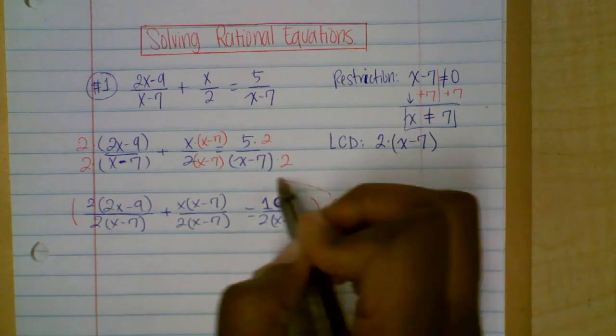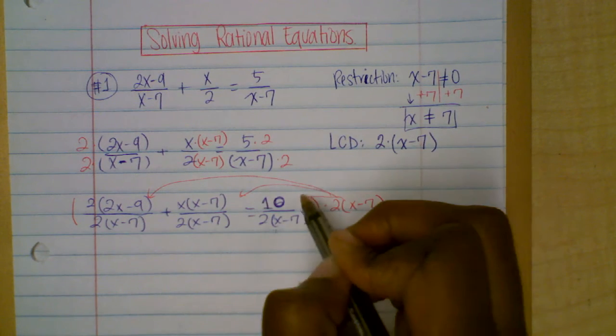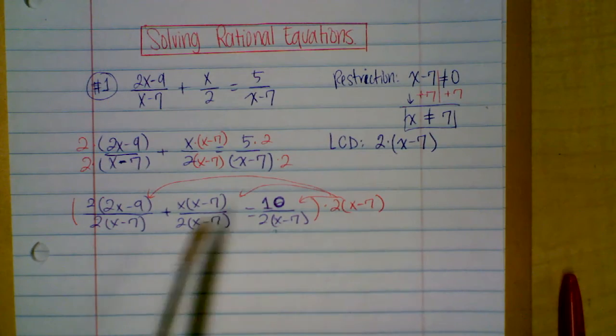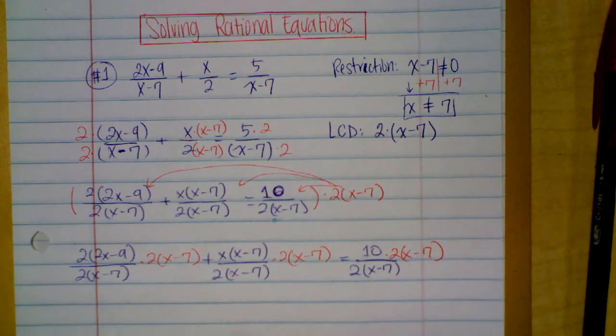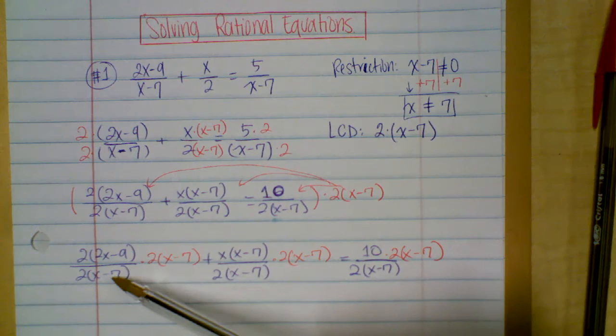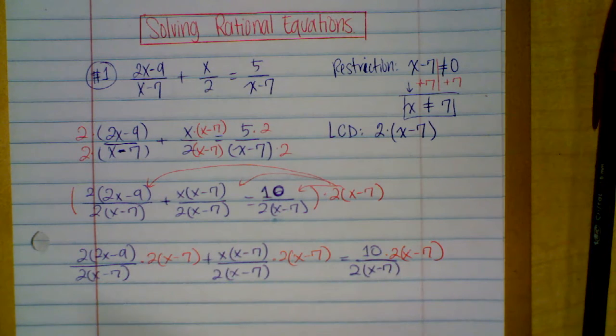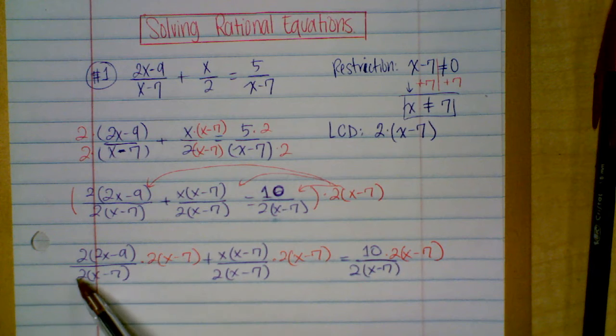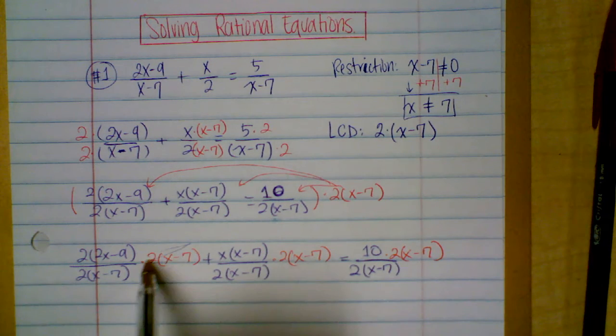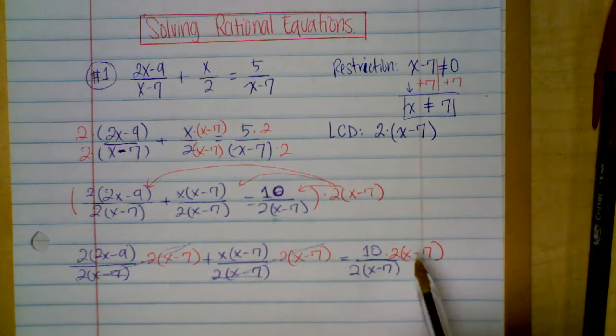So you're going to multiply every single term by the LCD. Why? So that the denominator of 2 times x minus 7 can be cancelled. Okay, so I multiply every term by the LCD. Remember, when you have a number divided by itself, 2 divided by itself is 1, 5 divided by 5 is 1, x divided by x simplifies to 1. Now you have 2 times x minus 7 divided by 2 times x minus 7, simplified to 1 whole.